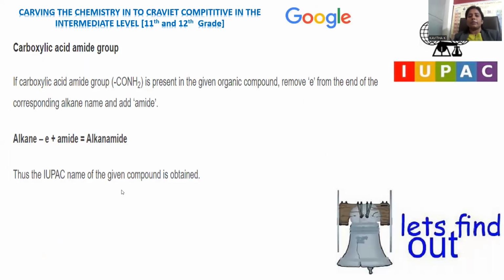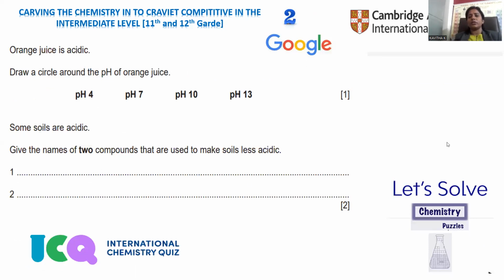Move on to question number 2. Question number 2 is collected from Cambridge Assessment International Education. Draw a circle. Here orange juice is provided. Everybody is aware orange juice is acidic, being of sour taste. Most of the acidic compounds are sour in nature, so we can say orange juice is acidic in nature, right? So draw a circle around the pH of orange juice. So for orange juice pH, these options are provided. We need to identify which is suitable.